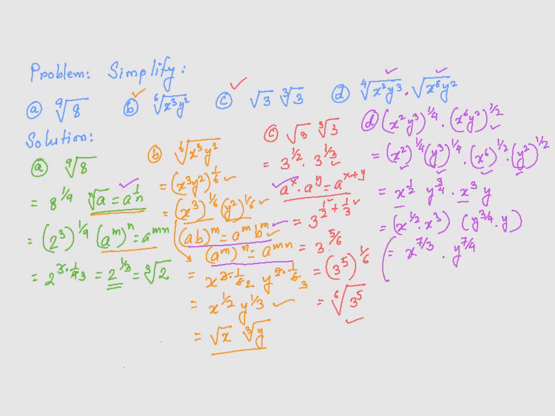Okay, so let me just quickly show it here. This is x to the power 1/2 plus 3, which is x to the power 1/2 plus 6/2, which is x to the power 7/2. And similarly, y to the power 3/4 times y, which is the same as y to the power 1, is going to be y to the power 3/4 plus 1, which is y to the power 3/4 plus 4/4. So that's going to give me y to the power 7/4. And that's what I've got here. So this is going to be the answer to this one.